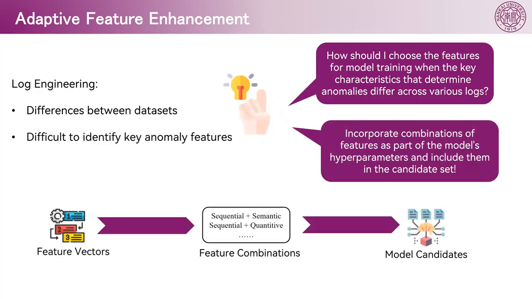The process begins with extracting feature vectors from the data, which are then combined in different ways, such as using sequential, semantic, and quantitative vectors. These combinations are fed into a pool of candidate modules, allowing us to optimize and select the best performing module for accurate anomaly detection.